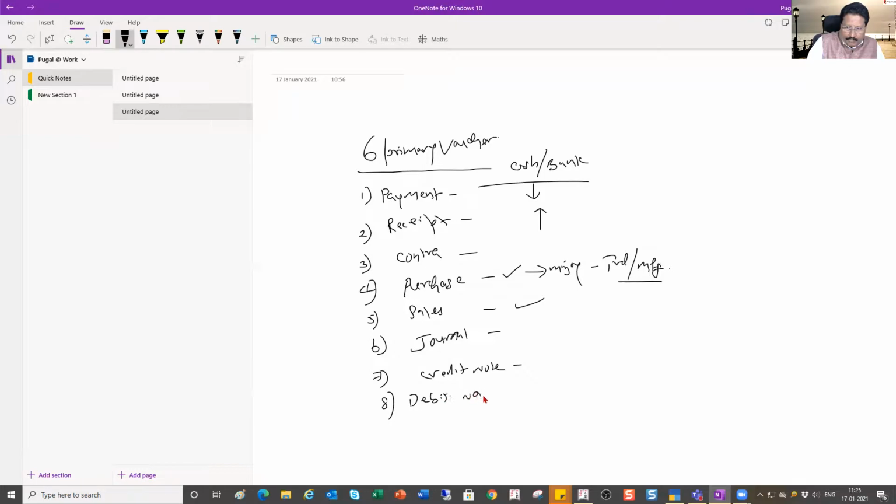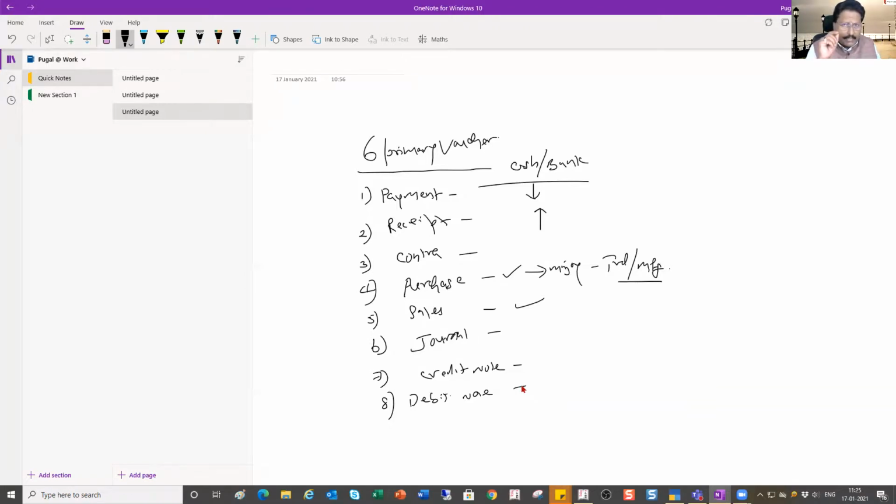Debit note. Okay. So broadly, a credit note is raised, in most cases, towards a sales return. That means whenever any sales return happens, a credit note is raised. And a debit note is raised in case of any purchase return. So this is the broad idea.